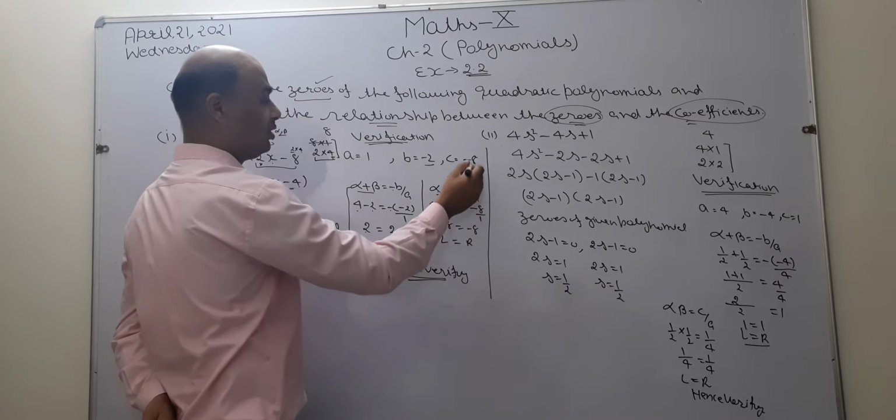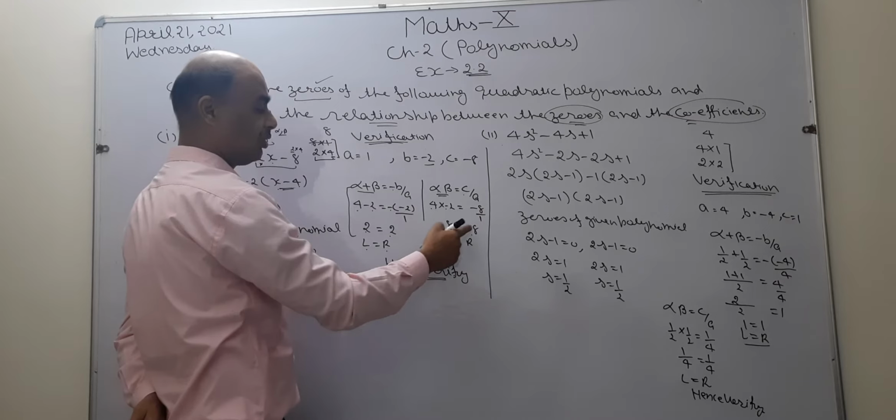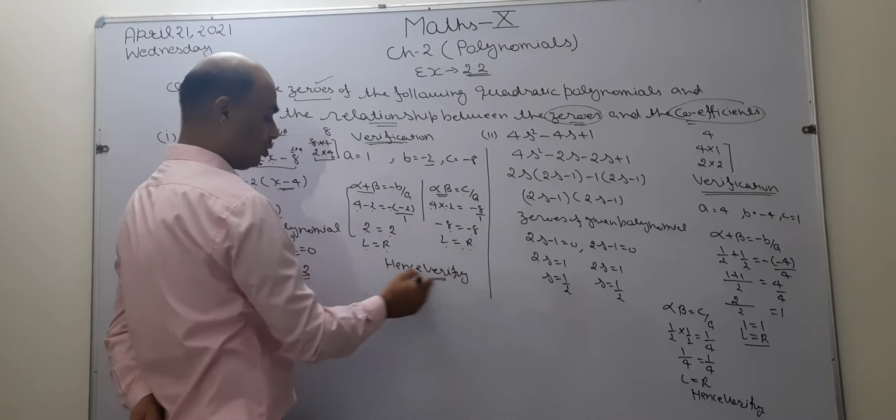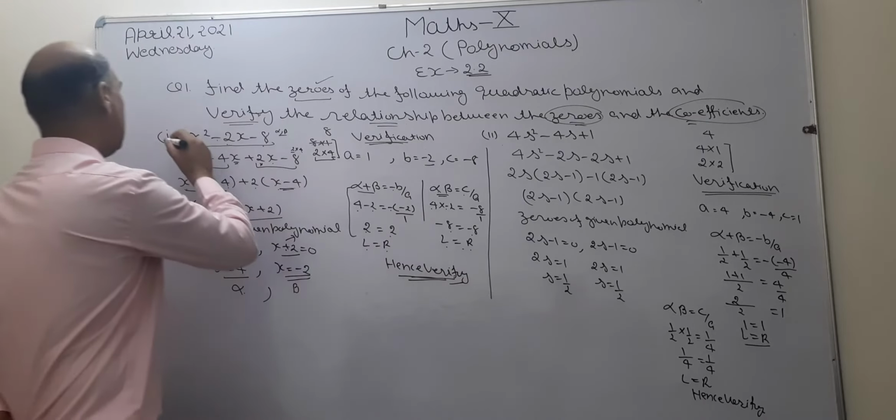Now the value of C is minus 8. Value of A is 1. Now again these two sides are equal, it means left hand side equal to right hand side. So at the end you have to write, hence verified. This question number 1 is completed.